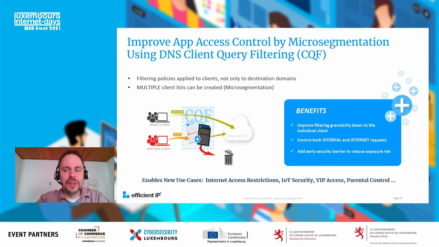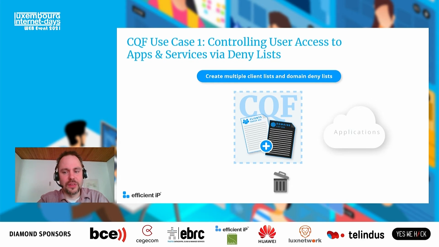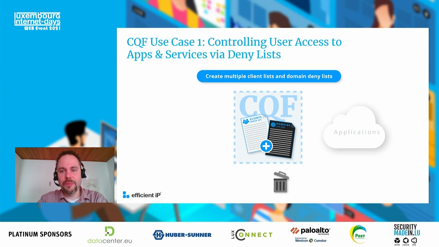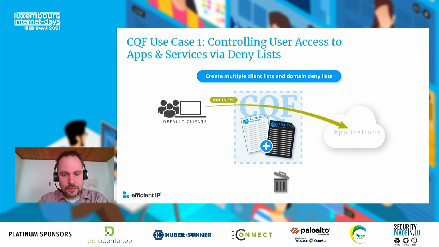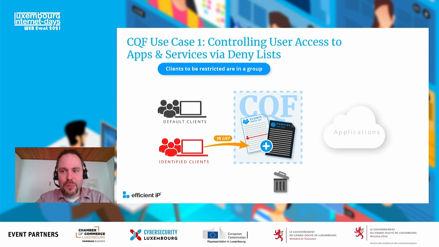Let's now take a look at a couple of examples. Go to the next slide. In this first use case, we want to apply filtering policies to a specific group of clients. Multiple clients, groups, and domains lists are created. Next slide. One more click. Okay. The default group of users is allowed to get access to any application.